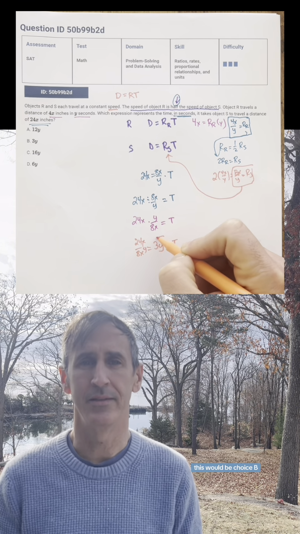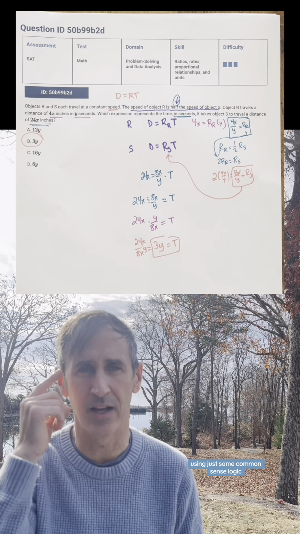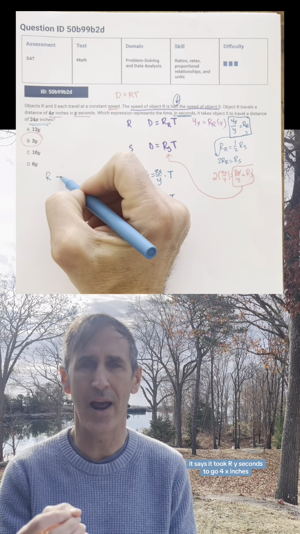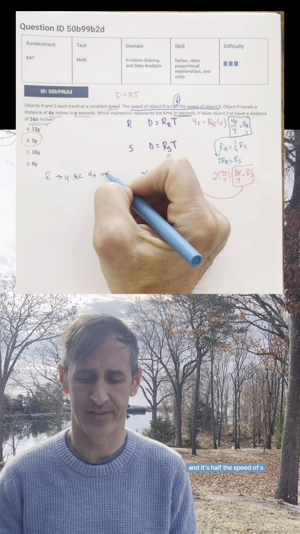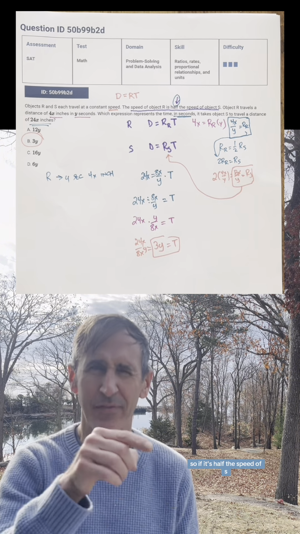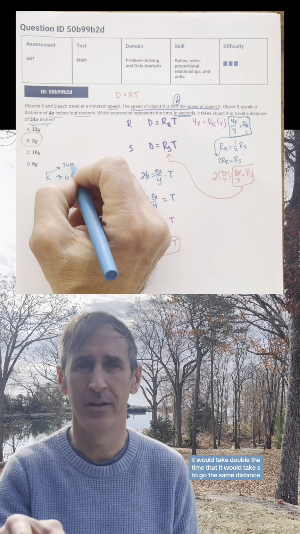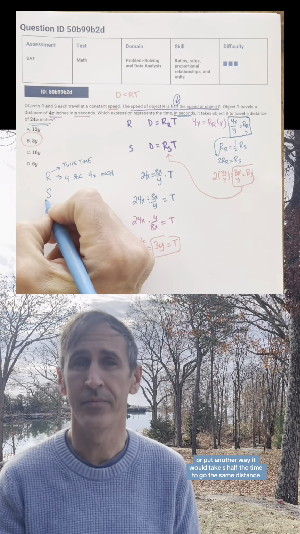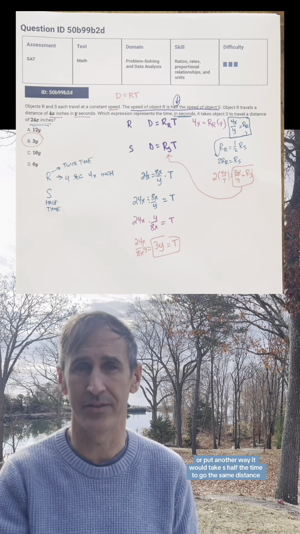This would be choice B. I want to give you a different way to think about it using just some common sense logic. It says it took R y seconds to go 4x inches, and it's half the speed of S. So if it's half the speed of S, it would take double the time that it would take S to go the same distance. Or, put another way, it would take S half the time to go the same distance.